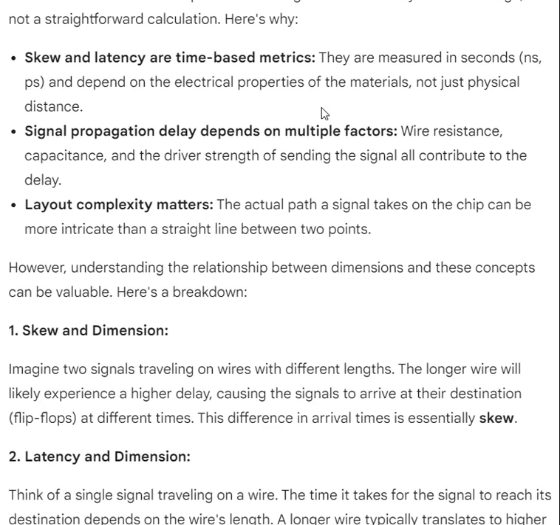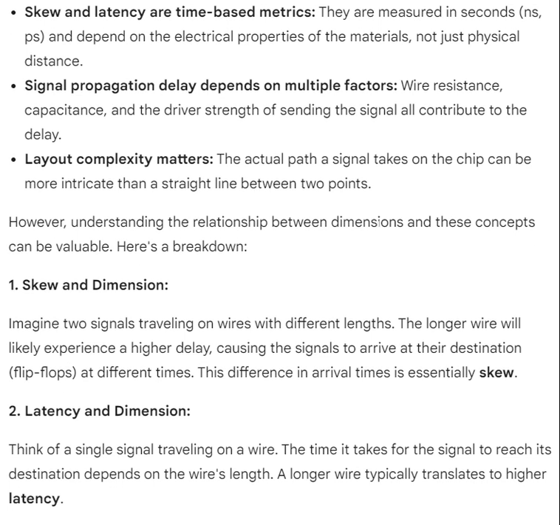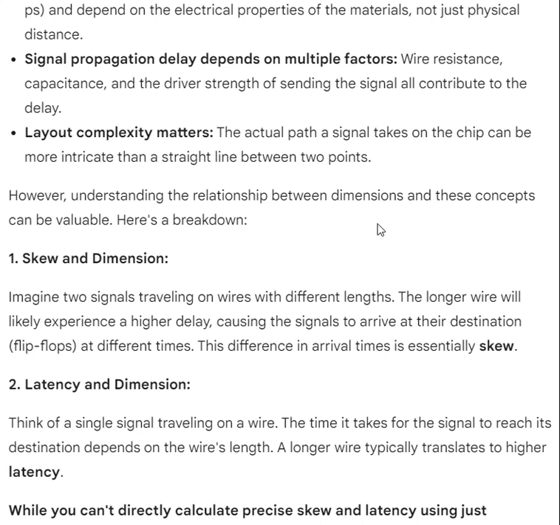Signal propagation delay depends on multiple factors. Wire resistance, capacitance, and the driver strength of sending the signal all contribute to the delay. Layout complexity matters. The actual path a signal takes on the chip can be more intricate than a straight line between 2 points. However, understanding the relationship between dimensions and these concepts can be valuable.